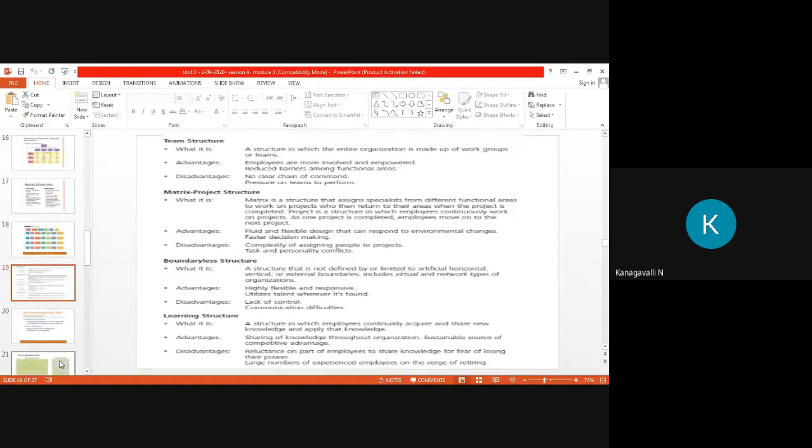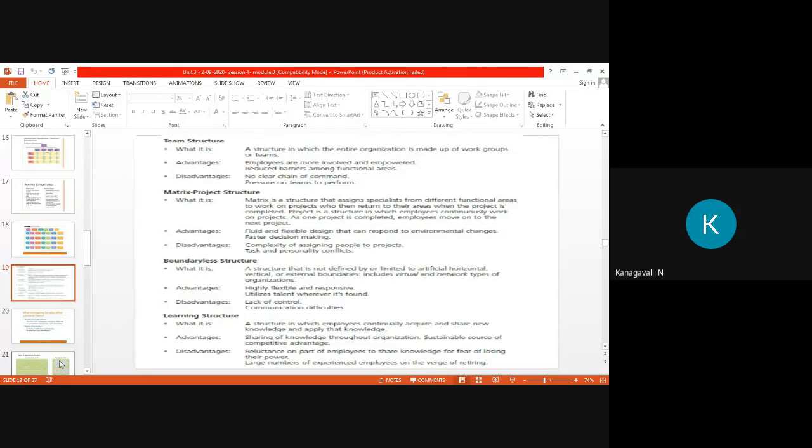Then the boundaryless structure. Here the structure is not defined by or limited to artificial horizontal, vertical, or external boundaries, right? It includes virtual and network types of organization. The advantages of this boundaryless structure are that it is highly flexible and responsive, and utilizes talent wherever it's found. Then the disadvantages are lack of control and communication difficulties.